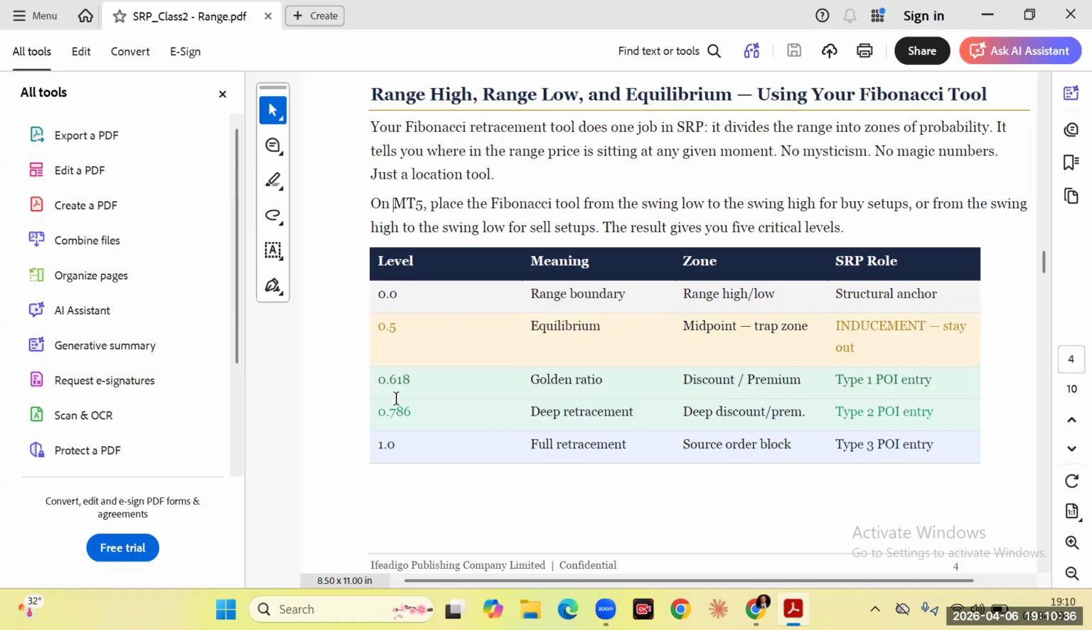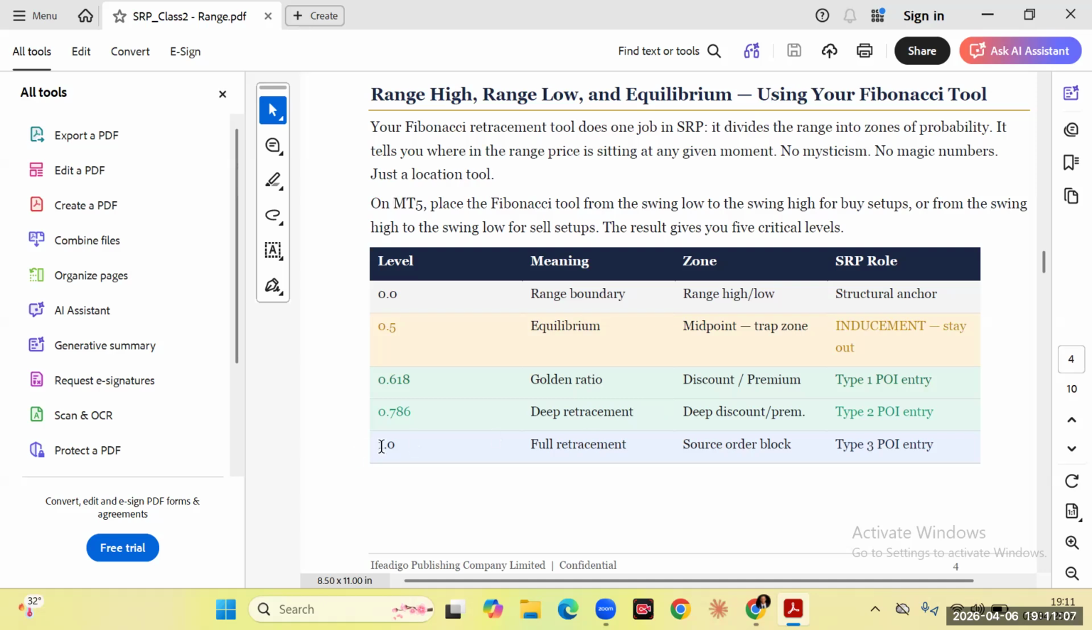Then you have the 0.618 at the premium zone. That is type 1 SRP. That is where you start considering when price comes back there. That is where the premium zone started. That's where you start considering entry, looking for confirmation when price comes back there. Then you have 0.786, 0.7, which is the deep retracement, type 2 of POI SRP. We are going to talk about that when we talk about POI. Sometimes price also gets there.